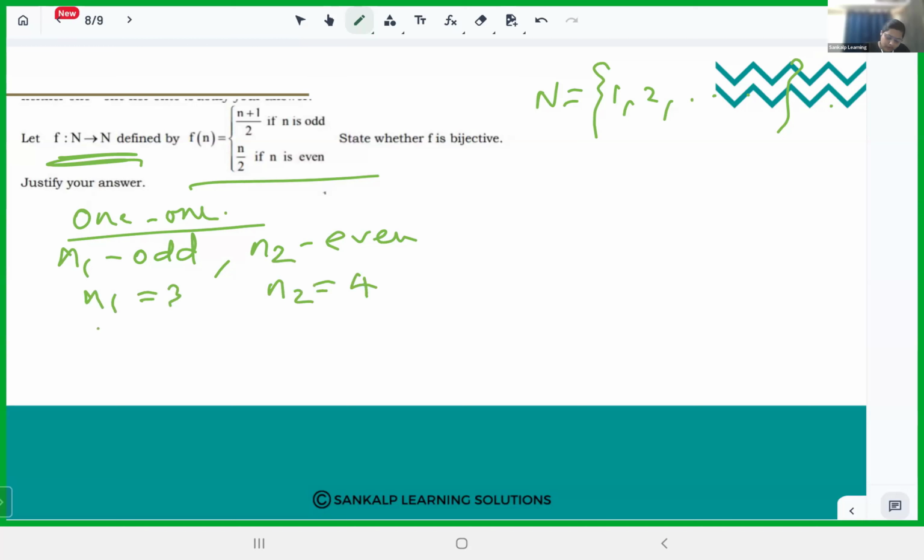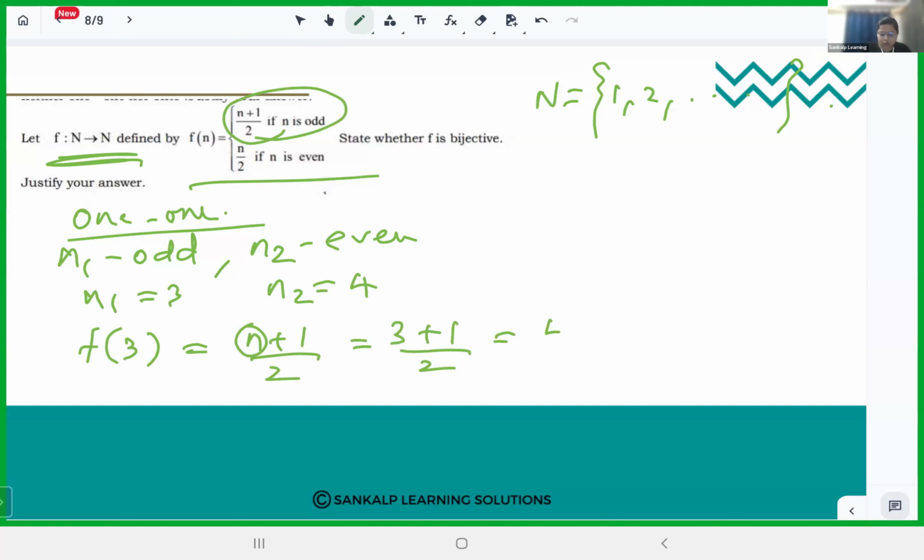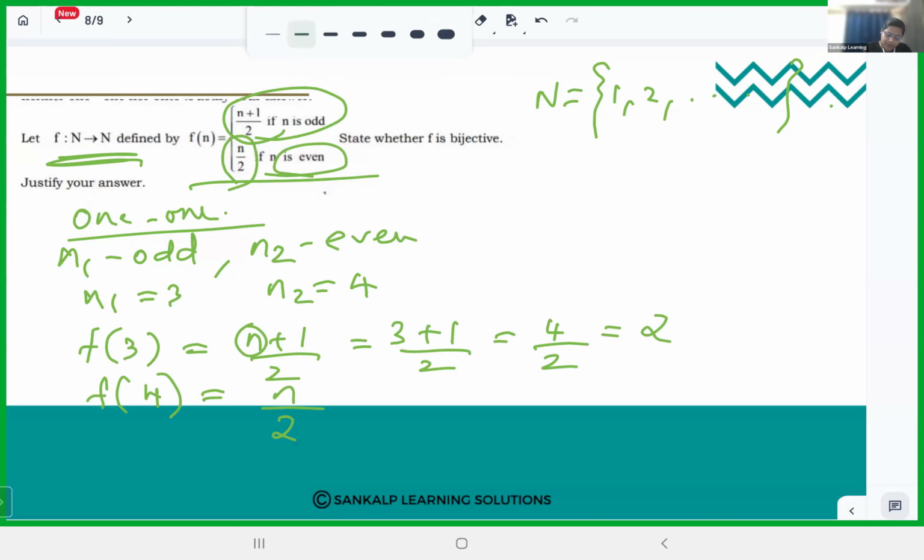All right, so what is f of 3? 3 is an odd number, so for an odd number the function is (n plus 1) by 2. In place of n you put 3. (3 plus 1) by 2 is equal to 4 by 2, which equals 2. Now what is f of 4? 4 is an even number, so the function is n by 2. What is n? It is 4. So 4 by 2 is equal to 2.